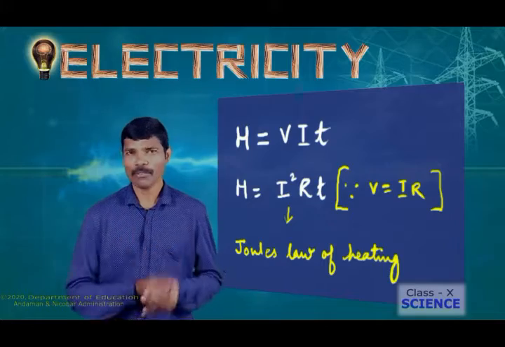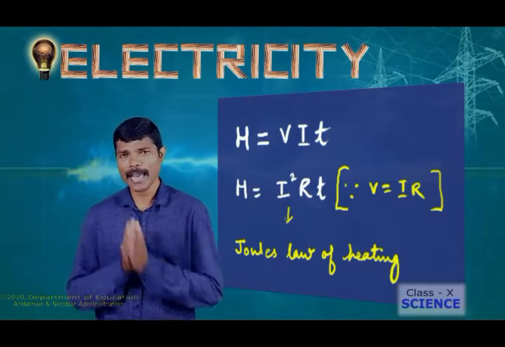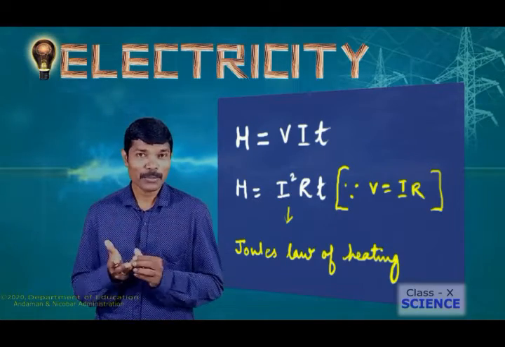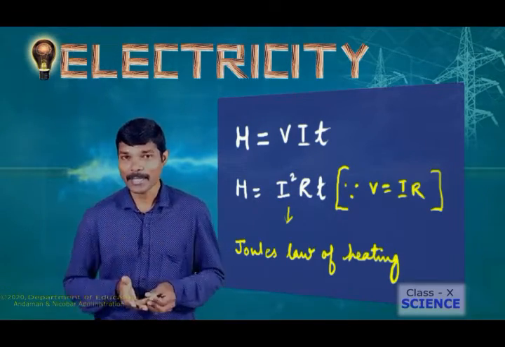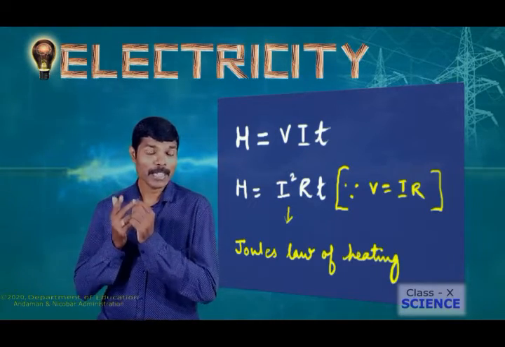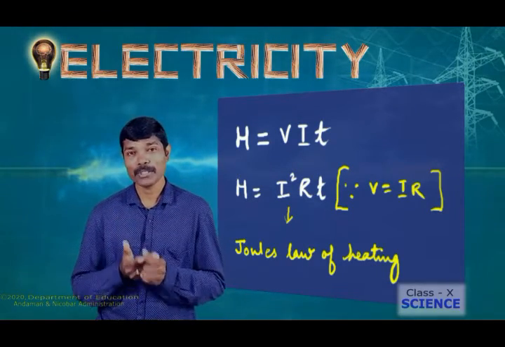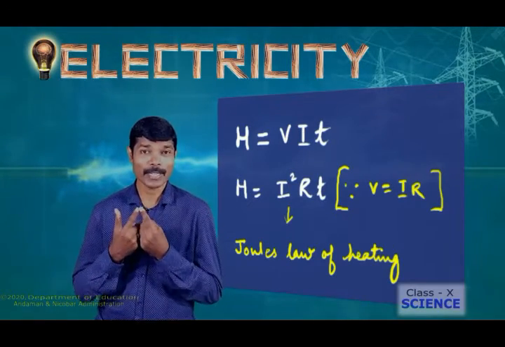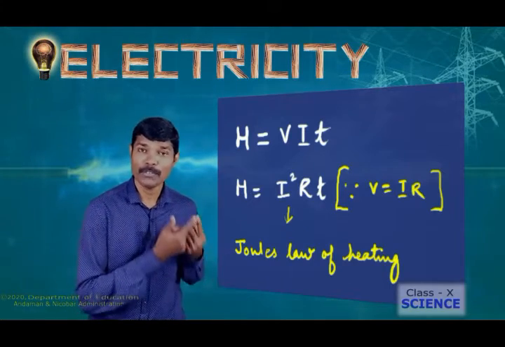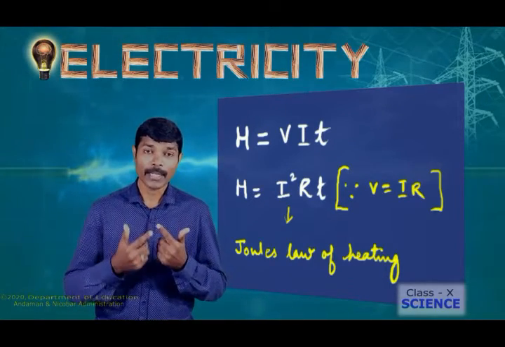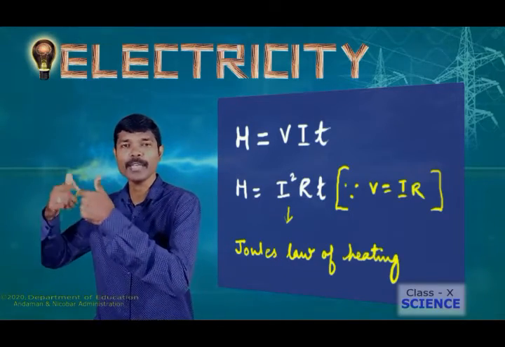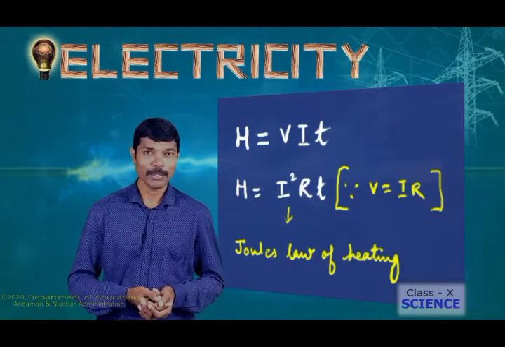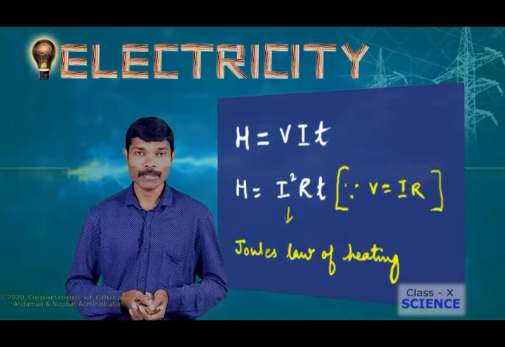So according to Joule's law of heating, the heat produced in a resistor is directly proportional to the square of the current. Secondly, the heat produced is directly proportional to resistance. Third, the heat produced is directly proportional to time, which means if the resistance of the circuit is increased, then the heat will be increased. If the circuit is operated for more and more time, then more and more heat will be produced. So this is what Joule's law of heating is.